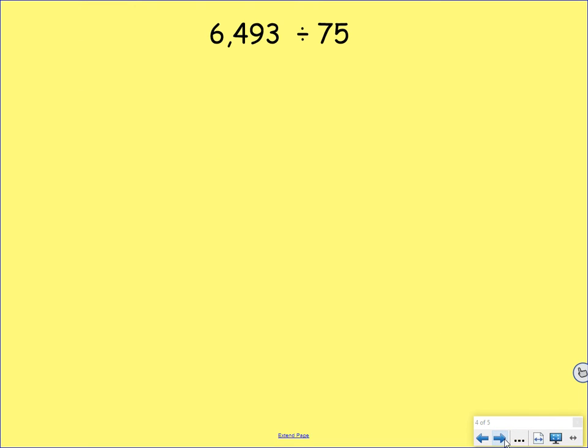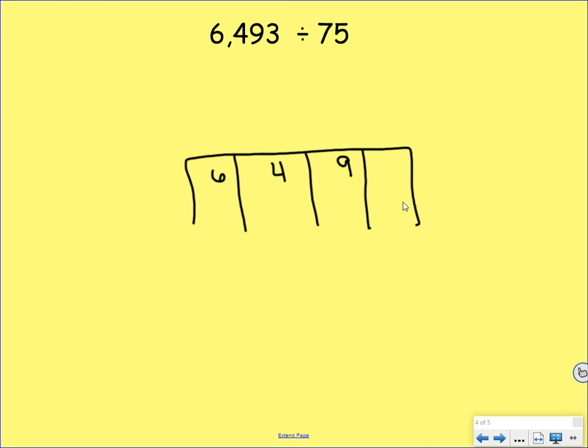Here we go. I'm going to do the box again because it can be very helpful for some students. So here I've got a 6, a 4, a 9, and a 3. And notice I'm leaving space so I can write digits when I need to put them there, okay? And I'm going to divide that by 75. Whoa. Here's another strategy, okay? Can I subtract 75 from 6? No. So I put a 0 and I slide it over.